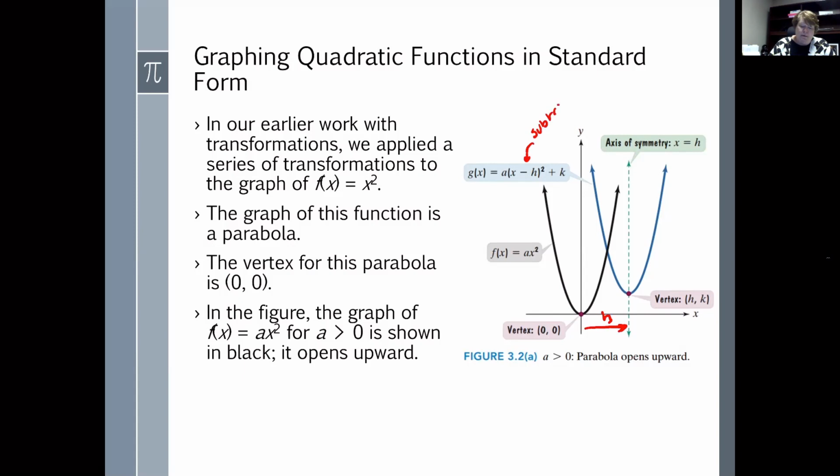If we take some number k and we add that to the output of the function f of x equals ax squared, that has the effect of shifting the graph of our function up. So when we add the k, that is going to shift our graph k units up.